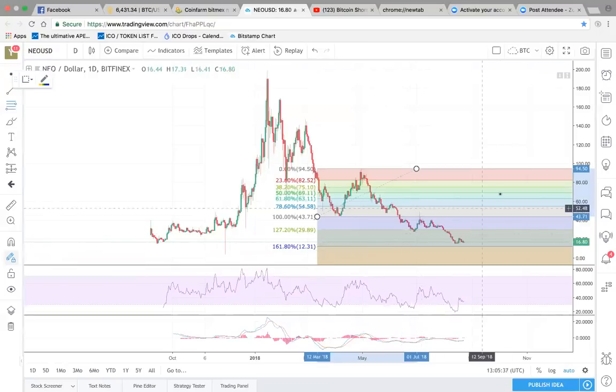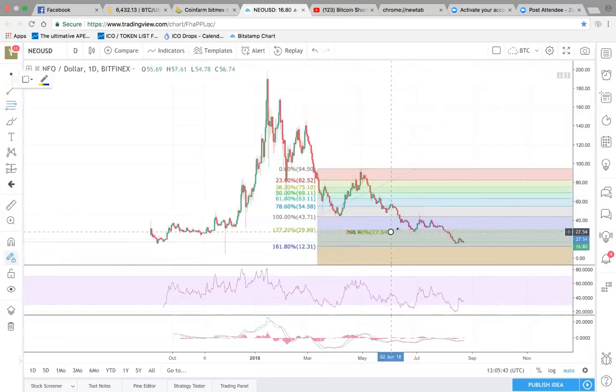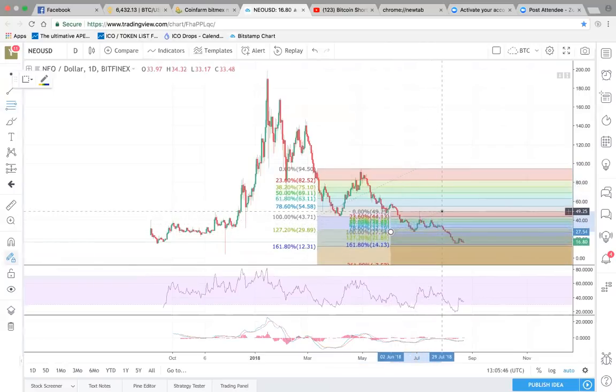I'm going to leave this chart on so we can compare it with the last consolidation move and find a level of confluence. Have a look at that. Exactly $14.42, $12.31.